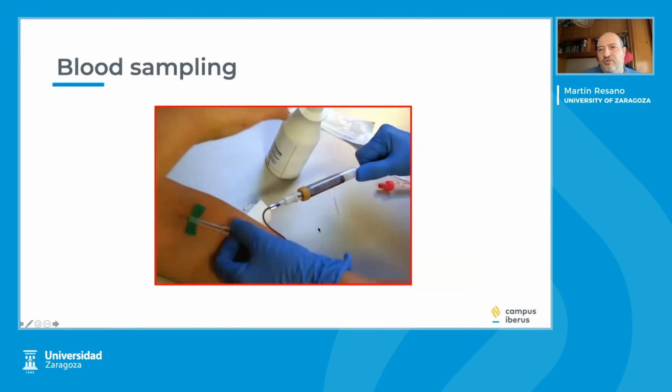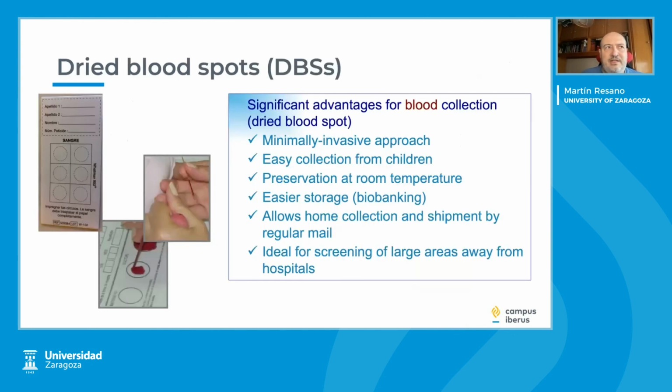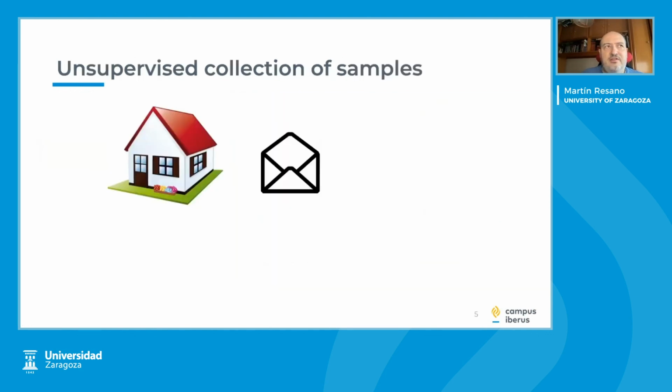We all know what venipuncture looks like and its advantages and disadvantages. But alternatives have been explored for many years, and perhaps the most successful one consists of depositing a few droplets of blood onto filter paper. This is very interesting, not only for children, but also because this material is quite stable. You don't need refrigerators, and it also enables us to develop home collection schemes. And this is something we're particularly interested in.